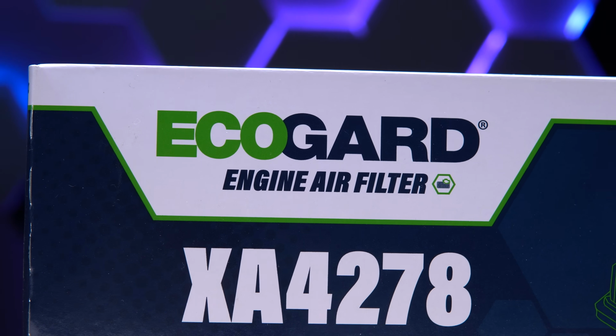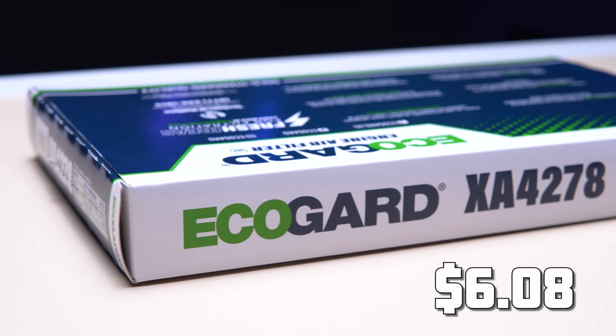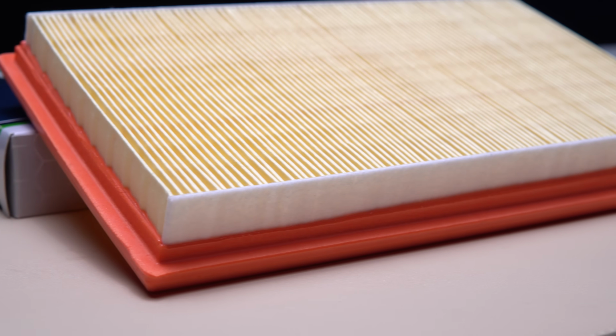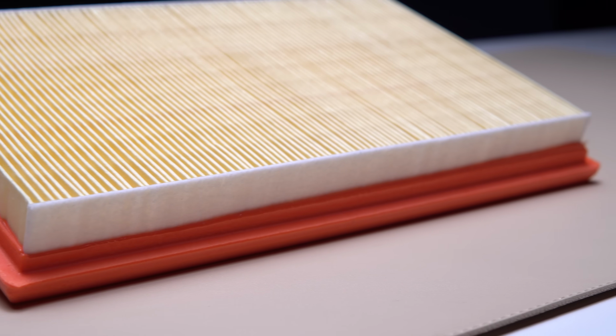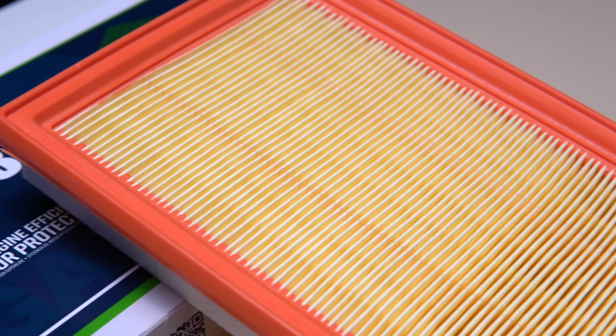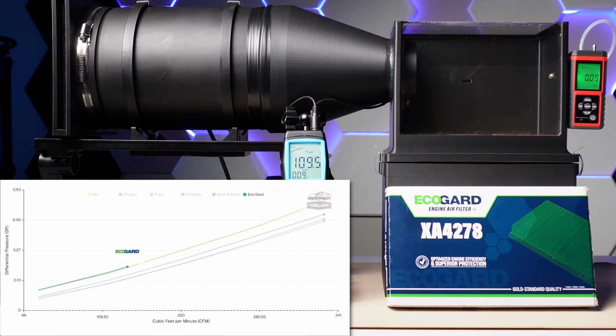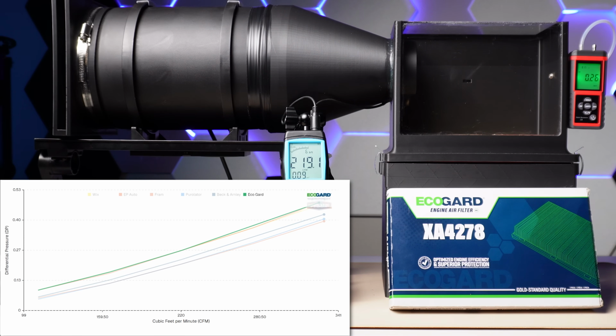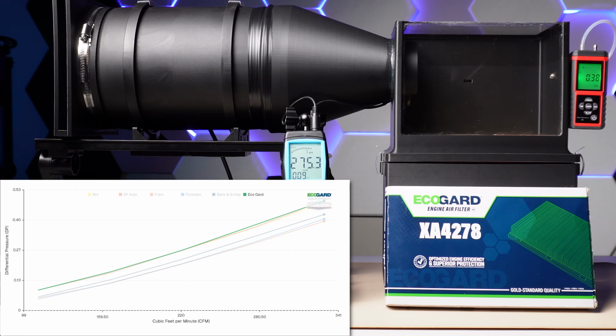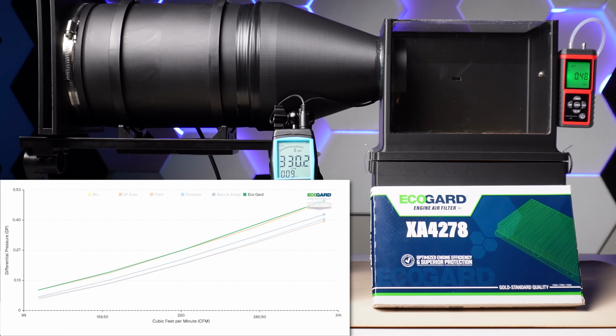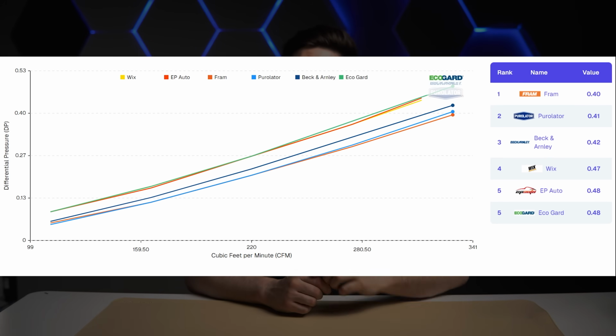And lastly, we have the cheapest air filter on Amazon, the Echo Guard, with a price of $6.08. It seems like a very good quality for the price and has a respectable 90 pleats. Made in China. The Echo Guard ties the EP Auto in last place with 0.09 to 0.485 in differential pressure. The Fram currently holds the lead, but will it stand its ground?